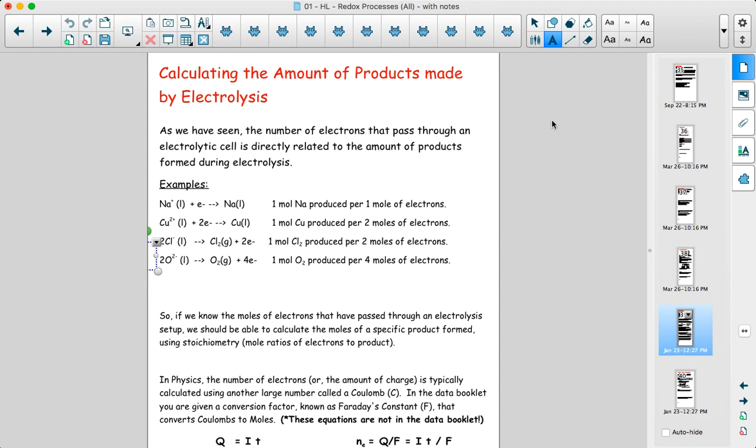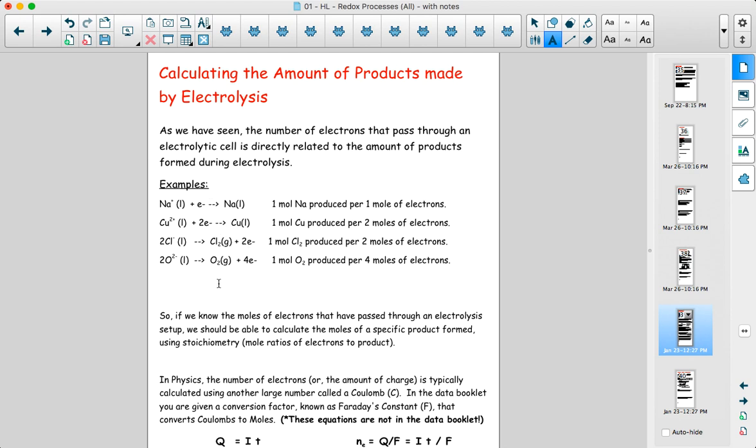So a little HL extension topic on the electrolysis of molten ionic compounds is calculating amounts of products that are formed during electrolysis. The first important concept here is the mole ratio between the electrons and the actual product. Depending on the charge of the ion in the molten ionic compound, as well as whether it forms a monatomic metal or a diatomic molecule for the nonmetals, that's going to affect the mole ratio between the electrons and the moles of product.